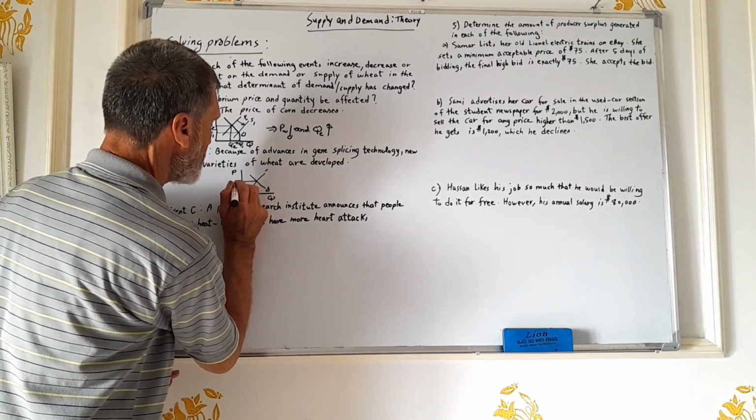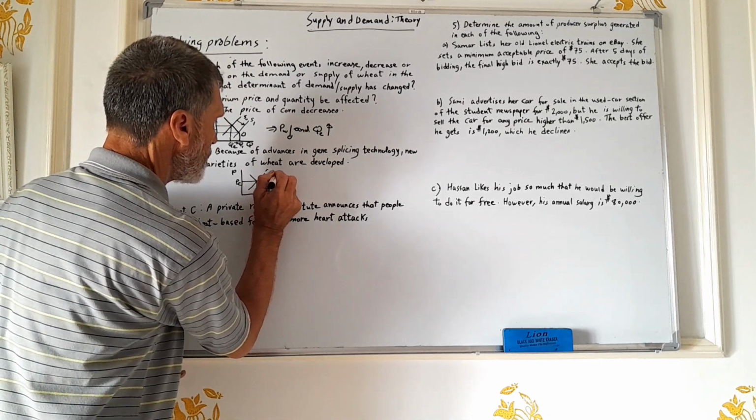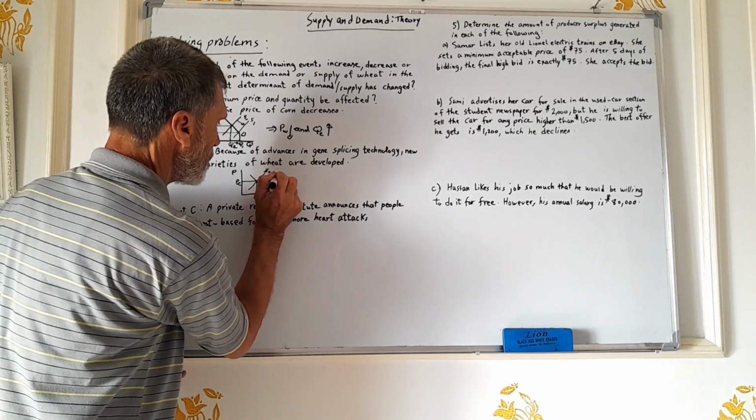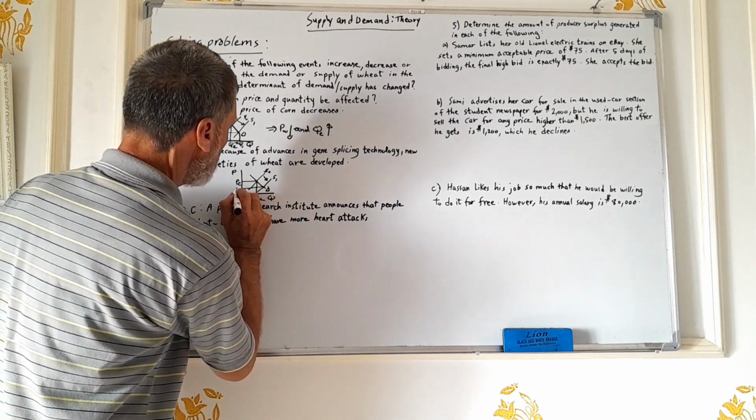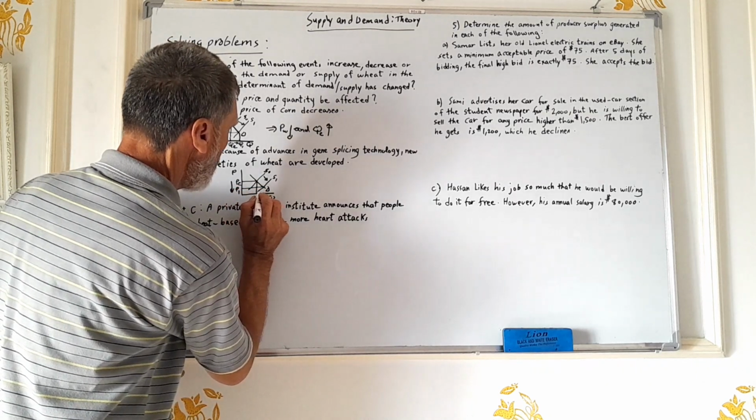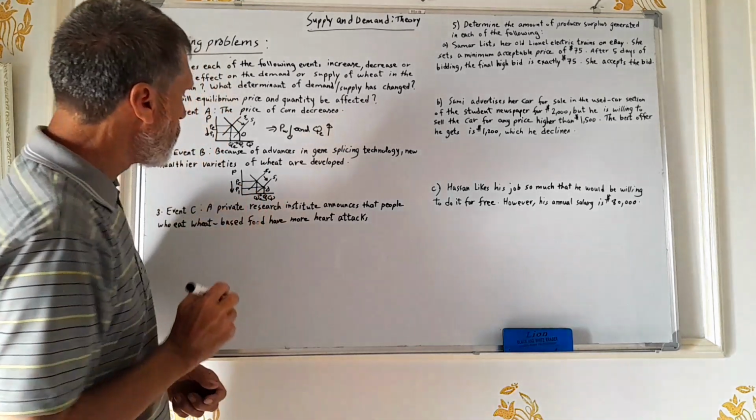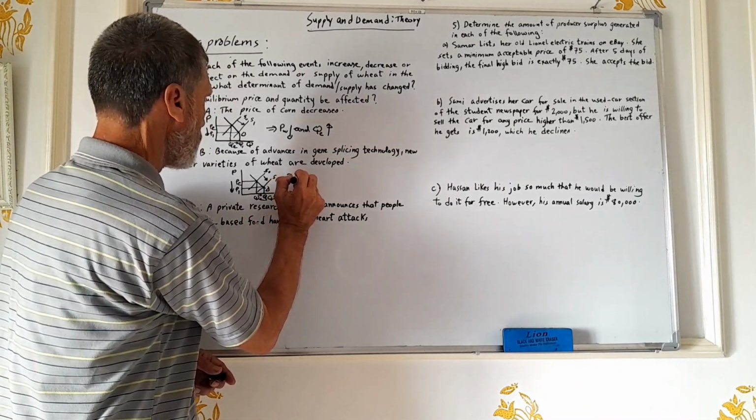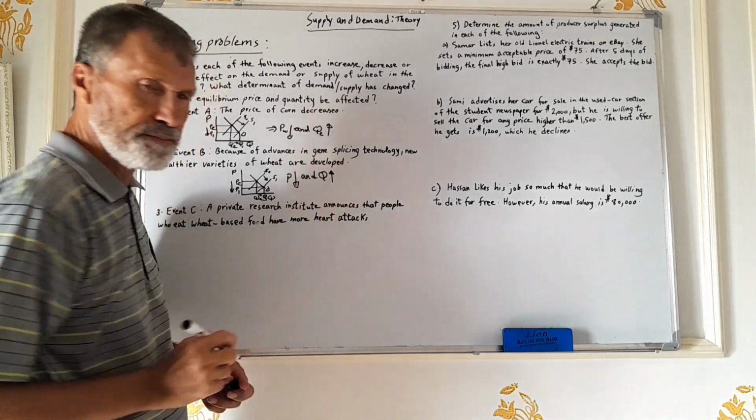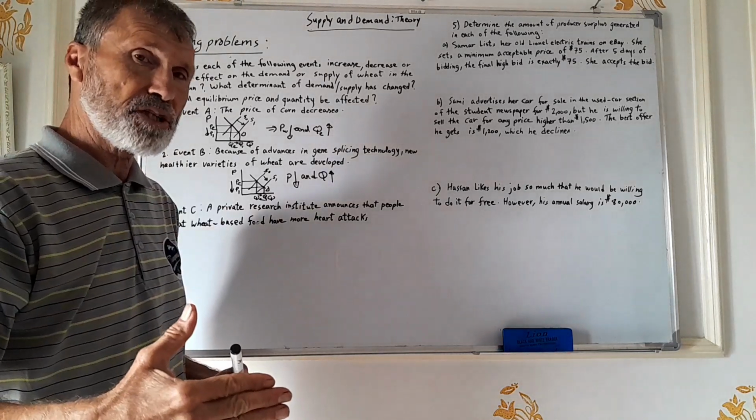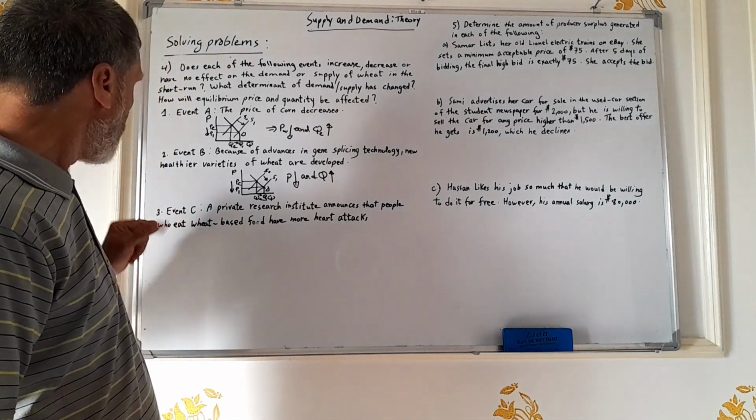So the supply curve of wheat will shift to the right, as you can see over here. And that will cause the price to go down and the quantity, of course, to increase. So price decreases and quantity increases. Because of the advance of technology, you will expect the supply of wheat to increase. Now, what about event three?